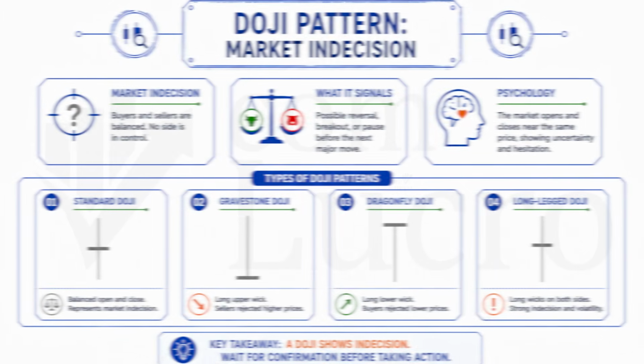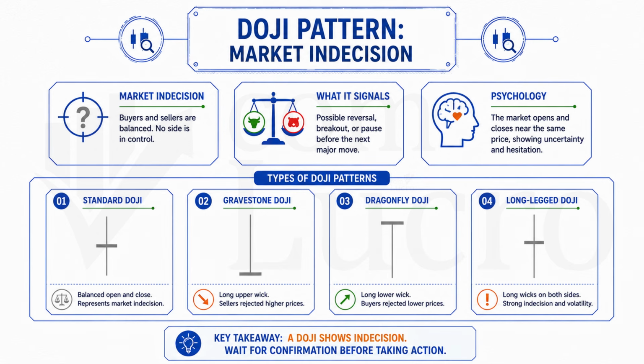Let's explore the doji. It stands out because it doesn't give a clear directional bias on its own. Instead, it highlights indecision, where neither buyers nor sellers have full control. It often serves as a warning that a significant move, a breakout or a reversal, may be coming, depending on the surrounding price action. Let's look at the main types.